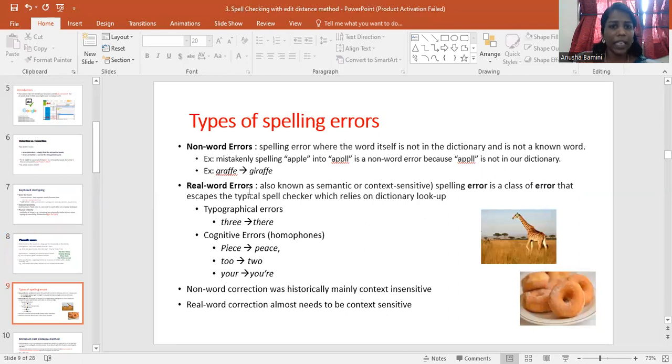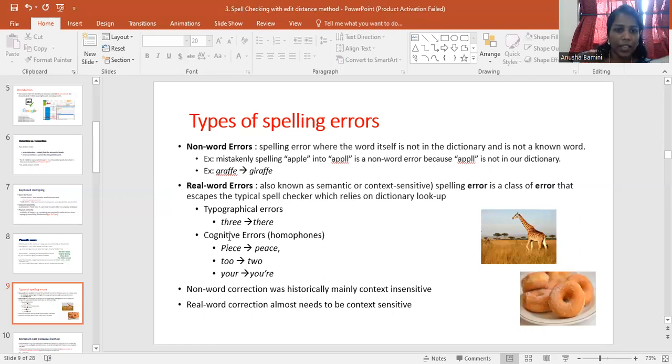Okay, the types of spelling errors. Spelling errors are of two kinds: non-word error as well as real word error. Non-word error means I want to type apple, A-P-P-L-E, but I typed it as A-P-P-L-L. So in A-P-P-L-L, there is no such word in the dictionary. This is called non-word error. Such kinds of words are not available. Real word error means if I'm typing one letter in a wrong manner, it turns into a different word, but that word is available in the dictionary. That is called real word error.